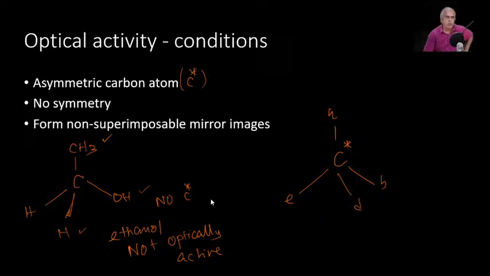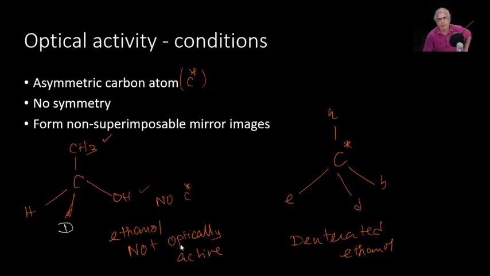Asymmetric carbon atom means carbon atom attached to different atoms or group of atoms. Okay, so let me take another example. Write down. Deuterated ethanol. What is that? Deuterated ethanol. So deuterated ethanol means, now instead of hydrogen I can introduce deuterium here. Now tell me whether it is optically active.